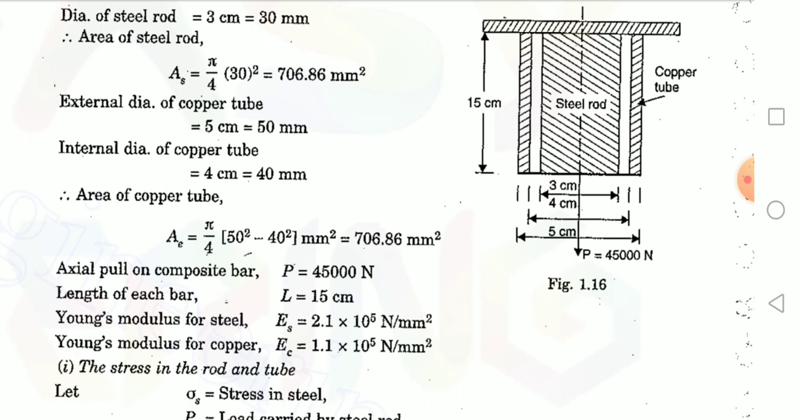This is the total load. Then length of each bar is 15 centimeter, which is 150 mm. Then Young's modulus for steel rod is 2.1 into 10 power 5 Newton per millimeter squared, and Young's modulus for copper is 1.1 into 10 power 5 Newton per millimeter squared. So the first question is the stresses in the rod and tube.